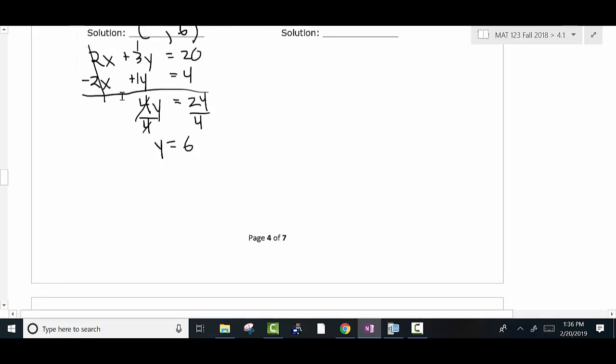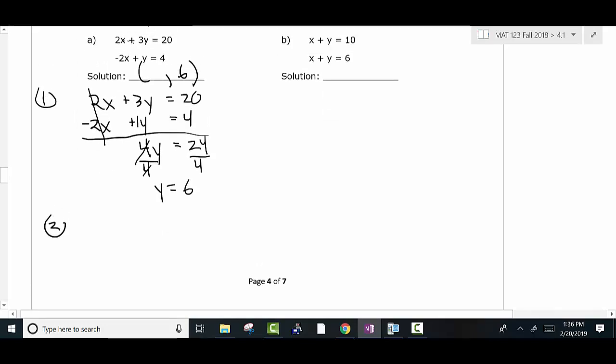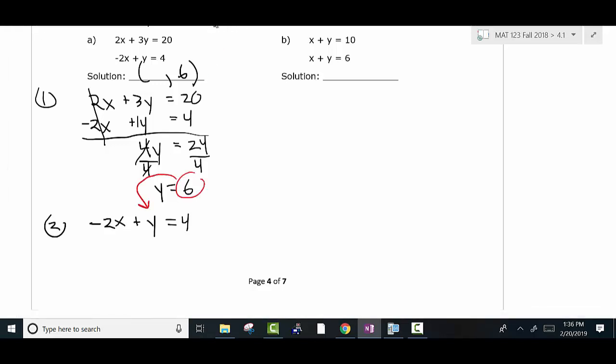Now, the second step is to pick an equation and plug it in. It's up to you which equation you pick. You'll get the same answer regardless. Because it looks easier to me, with smaller numbers, I'm going to write down the second equation, negative 2x plus y equals 4. And I'm going to plug in y, and then you'll have another equation that's pretty easy to solve. So I have negative 2x, and now plus 6 equals 4.